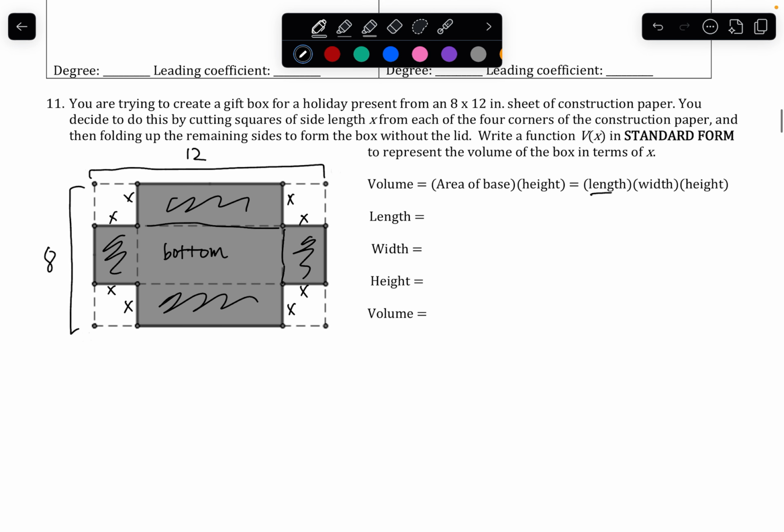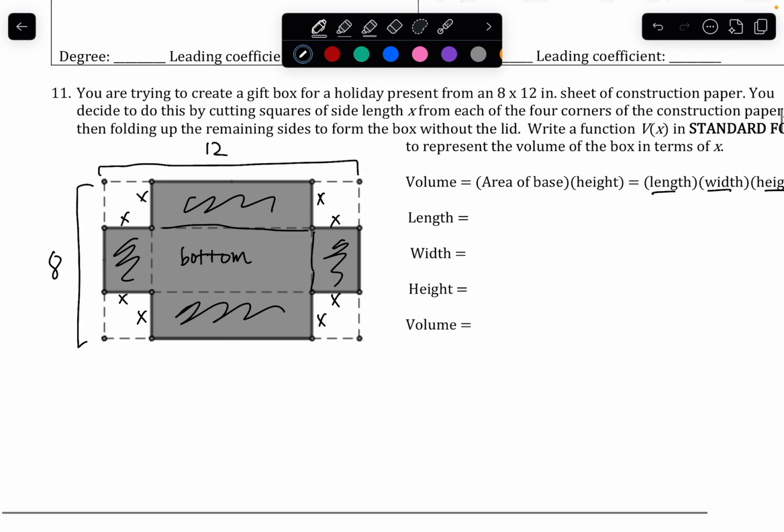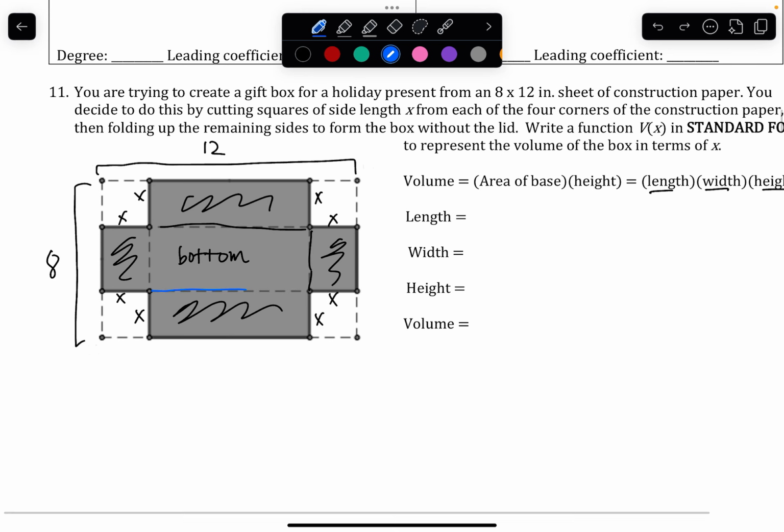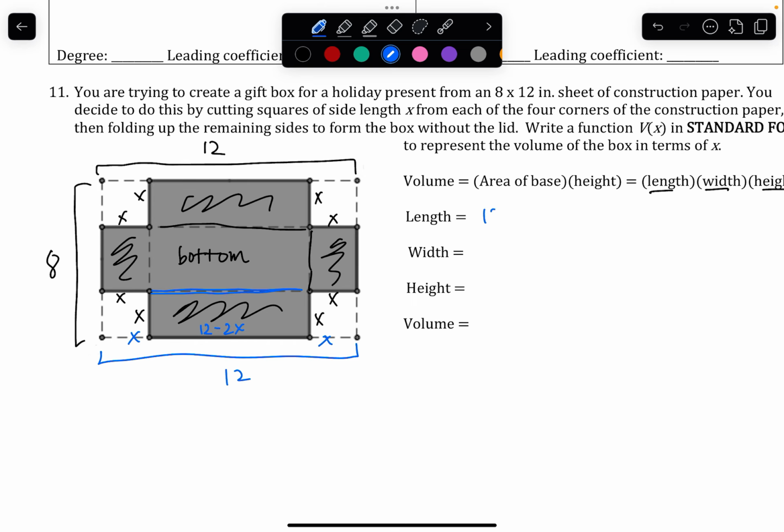And so volume is length times width times height. Okay, and so the length of this box would just be this portion right here. The full thing is 12, but we cut x from each side, so that's going to be 12 minus 2x, minusing an x from each side. Likewise for the width, and we're subtracting x from each side, so the original is 8, but we're subtracting x, so 8 minus 2x for this dimension.